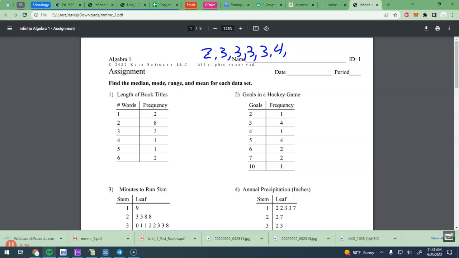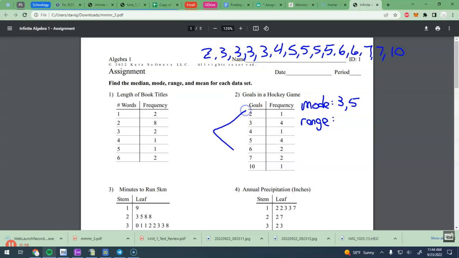Then I got a 4. I got 5, 5, 5, 5. 6, 6. 7, 7. And 10. So there's 2 modes, 3 and 5. The range is probably the next easiest. They're pretty easy too. You just look at the top number of the list, the bottom number of the list, you subtract them. So 10 minus 2 is 8.